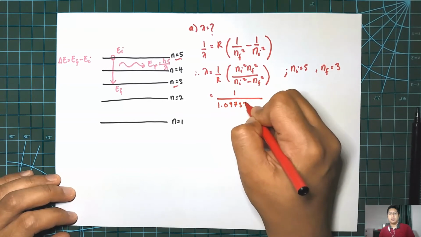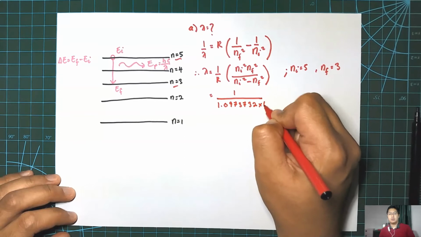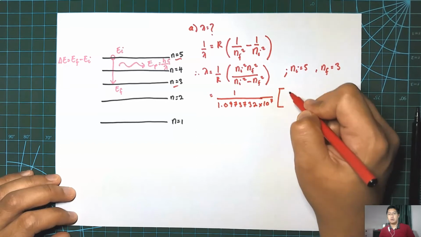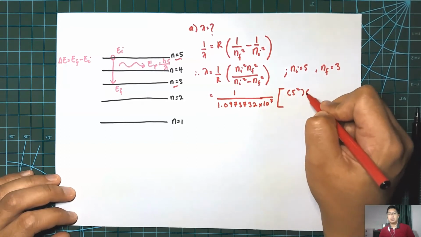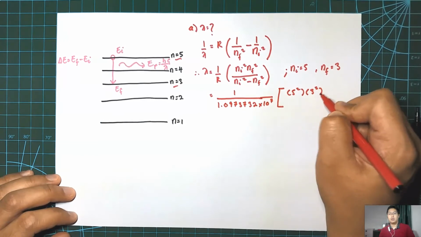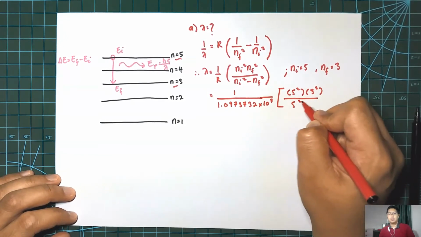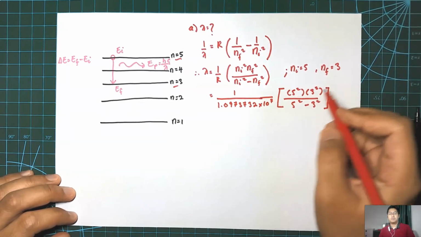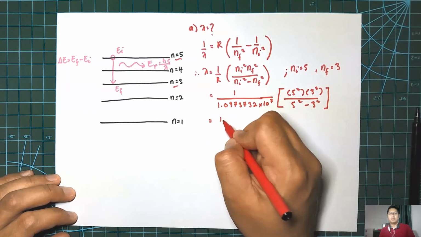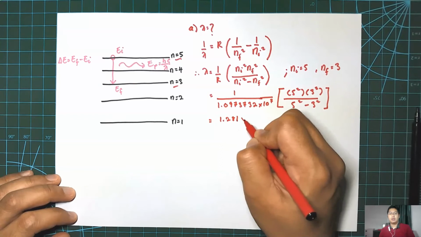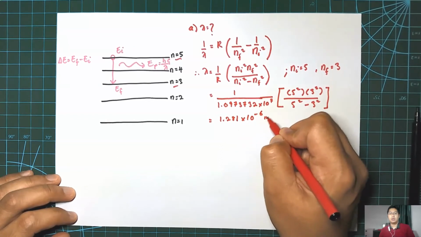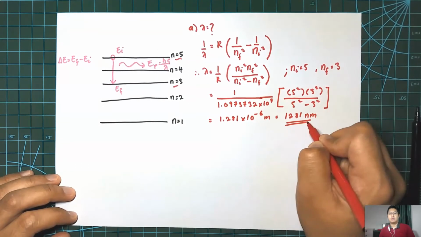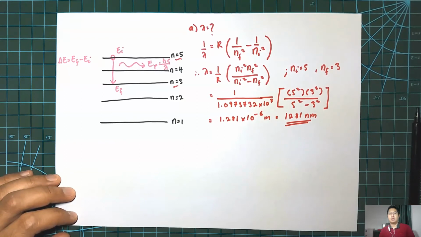This is the value of the Rydberg constant, 1.097373 times 10 to the power of 7, times 5 squared times 3 squared over 5 squared minus 3 squared. Then you get the value for the wavelength. The wavelength is 1.281 times 10 to the power of negative 6 meter, or 1281 nanometer. This is in the infrared region.